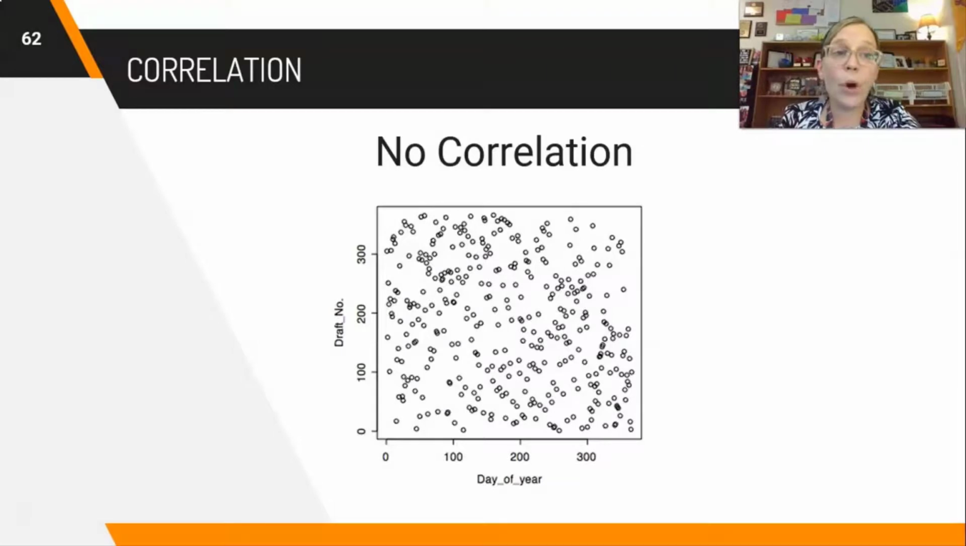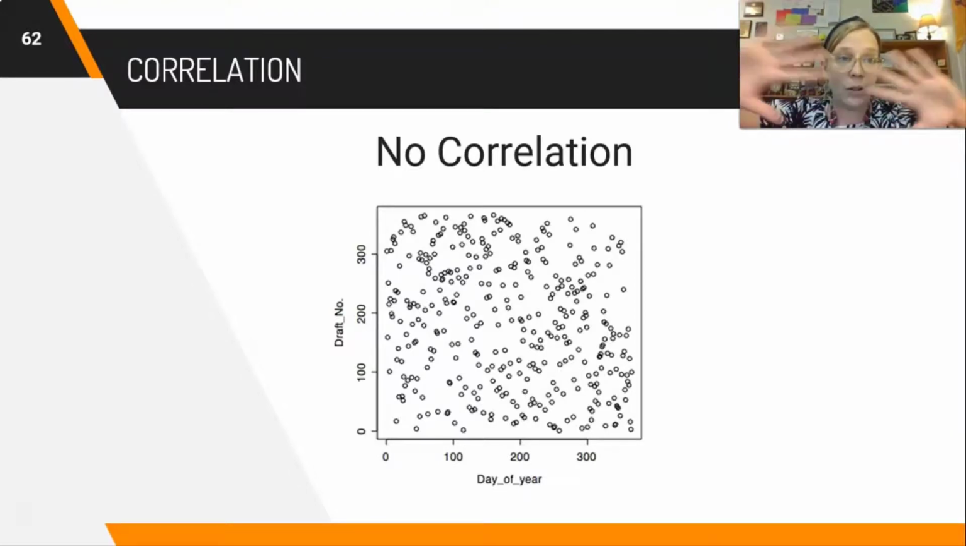What if there's no correlation between the variables at all? Well, then you're just going to see a bunch of dots everywhere. It's going to be no trend anywhere in that graph. So they are not going to line up a certain way.